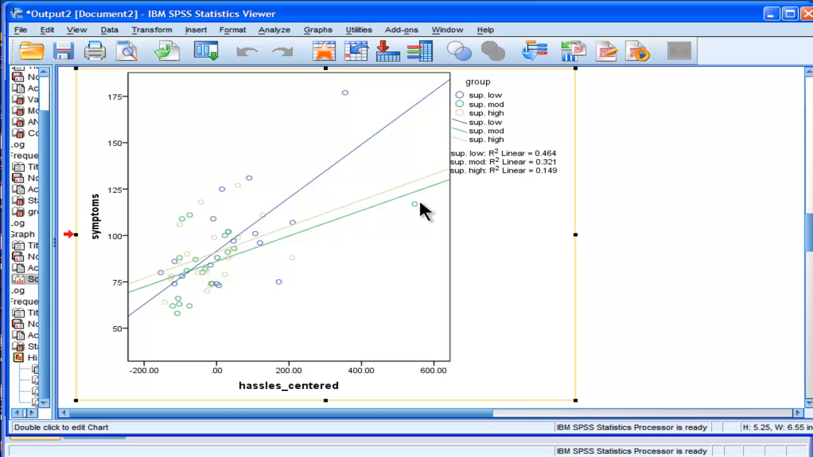Anyway, I hope you learned something about interaction effects. It's not that difficult to do. We talked about centering, and I'm going to follow this up with another video about whether centering is really that big a deal and whether we have to do it or not.